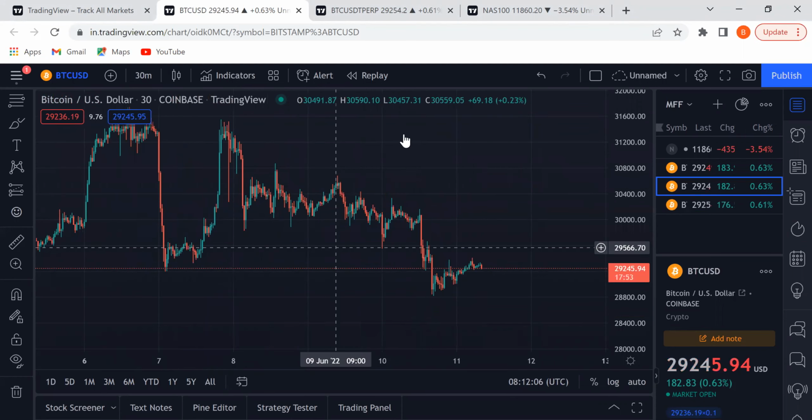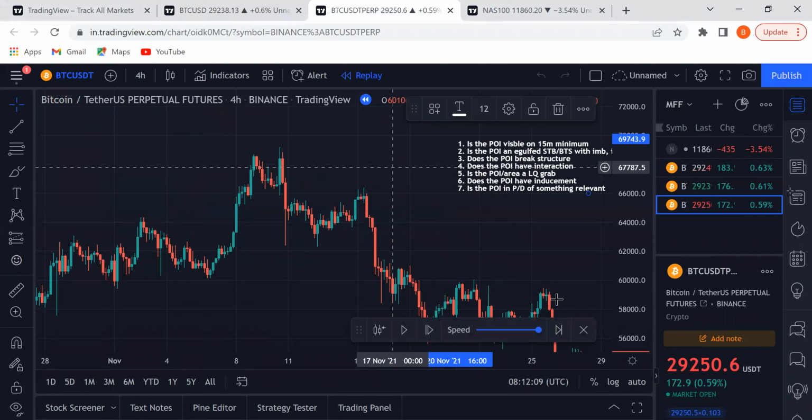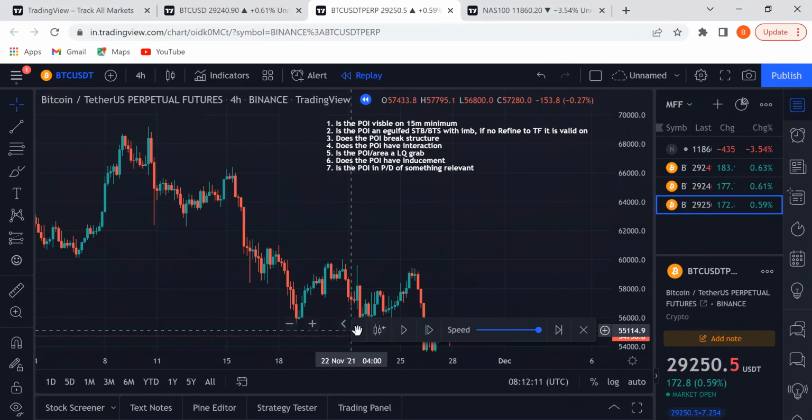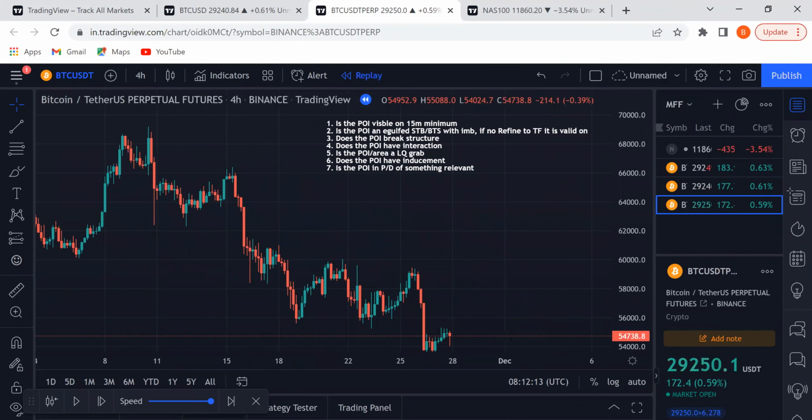Yes, I have the chart I prepared here. Now, these are the questions. Is the POI visible on 15 minutes minimum? This one does not need any explanation, because it's just straightforward.